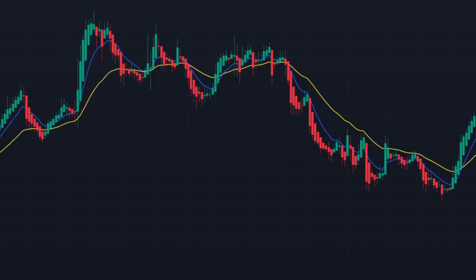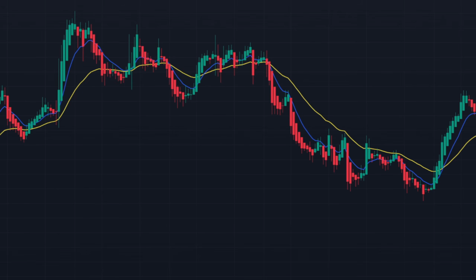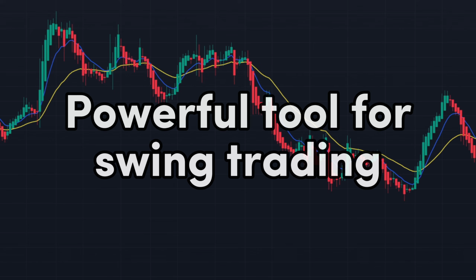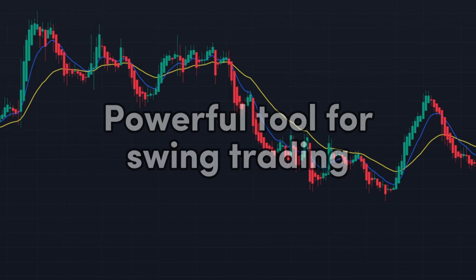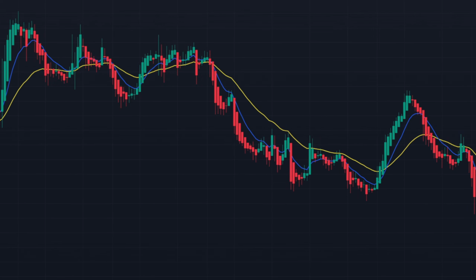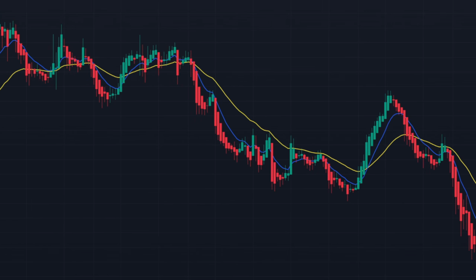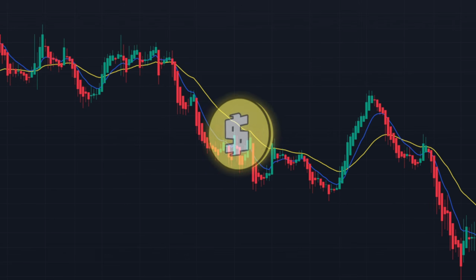This simple but effective Heikin Ashi and EMA strategy can be very powerful for all the swing and short-term traders. You can easily set this up in your trading platform and start applying this strategy to make some great profits.